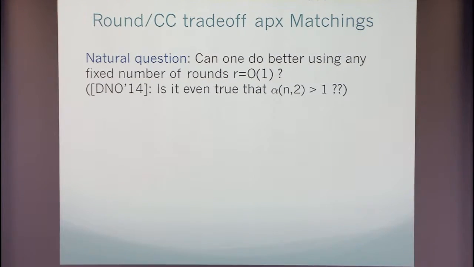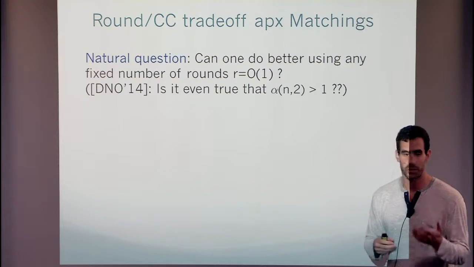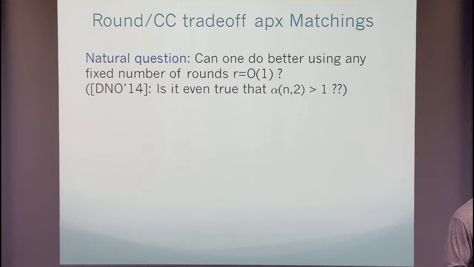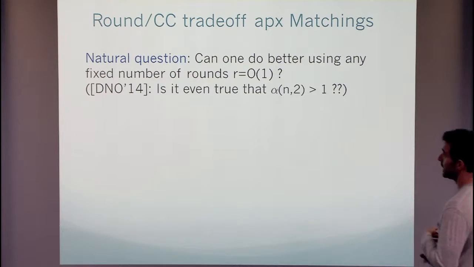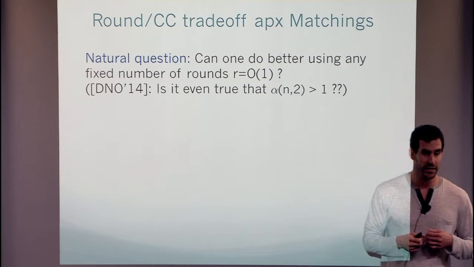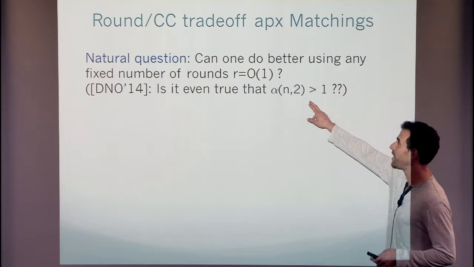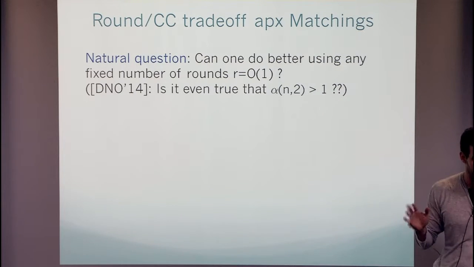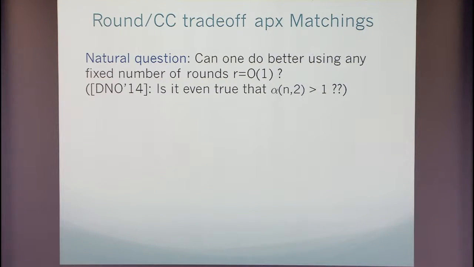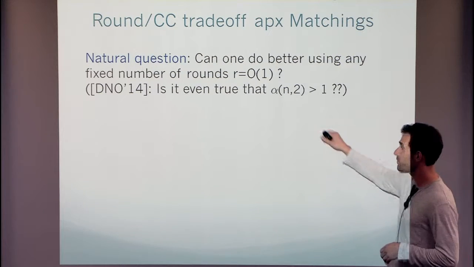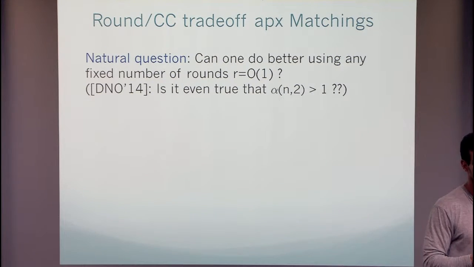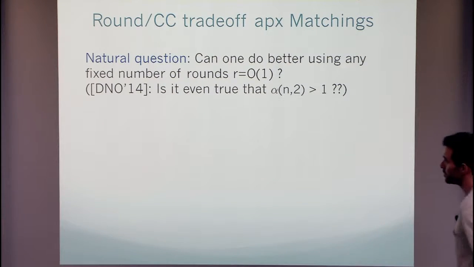So in other areas of TCS, it is known that even two or four rounds, even a constant increase in the number of rounds, can sometimes gain potentially a lot. And it was pointed out in the DNO paper that it was even open whether a two-round protocol can find an optimal matching, an exact matching, or a constant factor matching using logarithmic bandwidth. So even that was open.